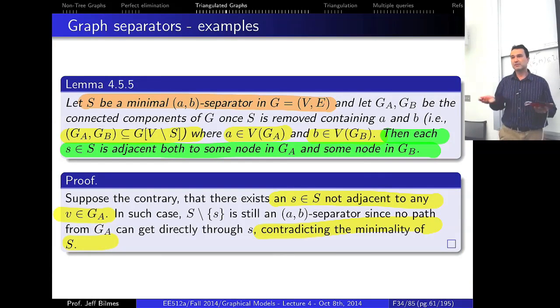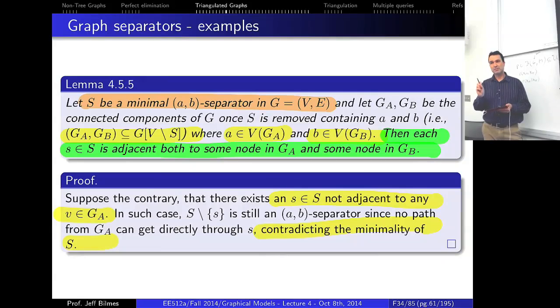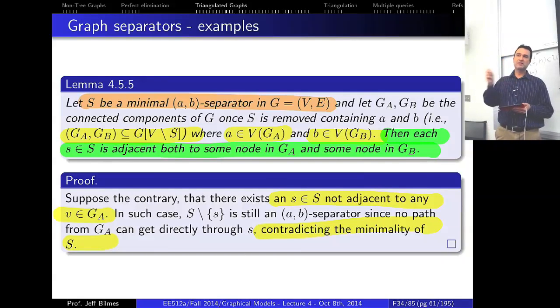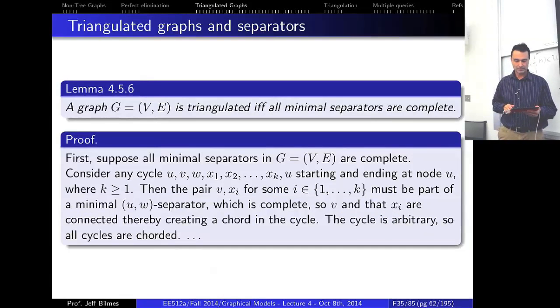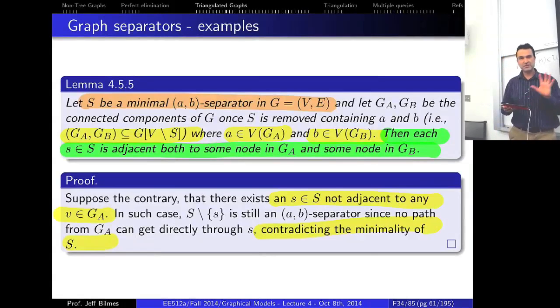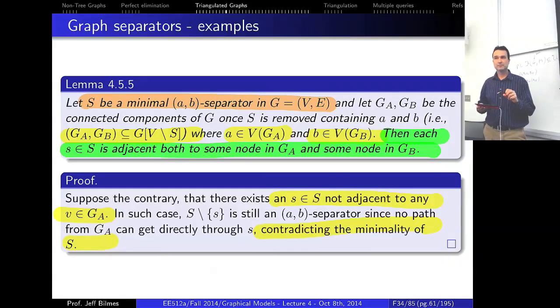Okay? So therefore, that's true. So all minimal A-B separators are such that in the components GA and GB, you're connected to somebody in GA and you're connected to somebody in GB. Okay, so that's an important lemma. Does everybody understand this, at least the statement of the theorem?